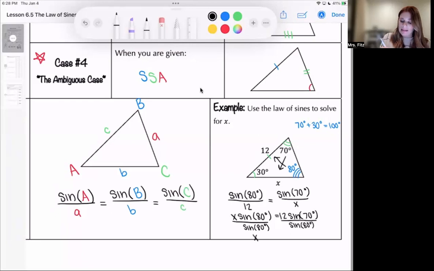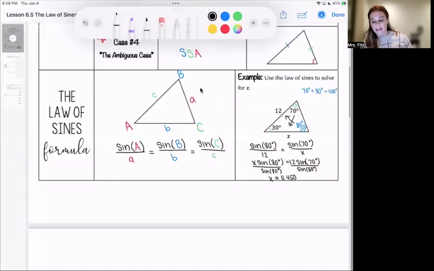And x is about, we do 12 times sine of 70 degrees divided by sine of 80, we get about 11.450 as our answer. Okay, so that's kind of a more simple case of law of sines. We are actually going to look at a few other examples of just simple cases where they're not ambiguous, and then we'll get into the ambiguous case.